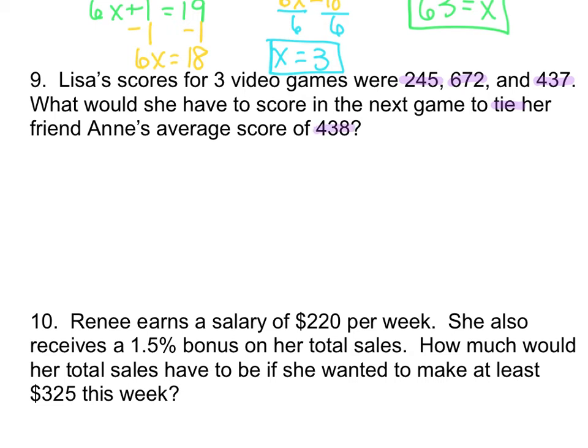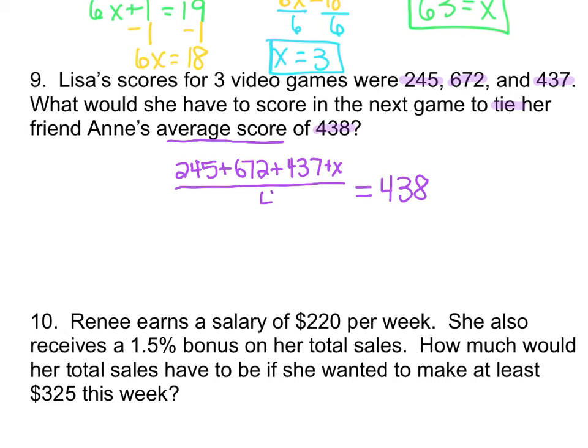Now, there's a key word here, her average score. Okay? So, she's played 3 games. She has 1 more to play. We want it to tie. And tie means to equal Anne's score of 438. So what that means is we would have her first score plus her second score plus her third score plus whatever she needs to get on her 4th score, all divided by 4, because the key word is average. So to find the average of that, we would divide each side by 4.